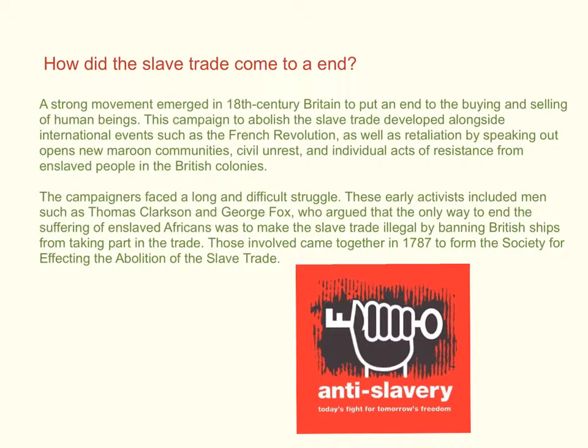The campaign faced a long and difficult struggle. These early activists included men such as Thomas Clarkson and George Fox, who argued that the only way to end the suffering of enslaved Africans was to make the slave trade illegal by banning British ships from taking part in the trade. Those involved came together in 1787 to form the Society for Effecting the Abolition of the Slave Trade.